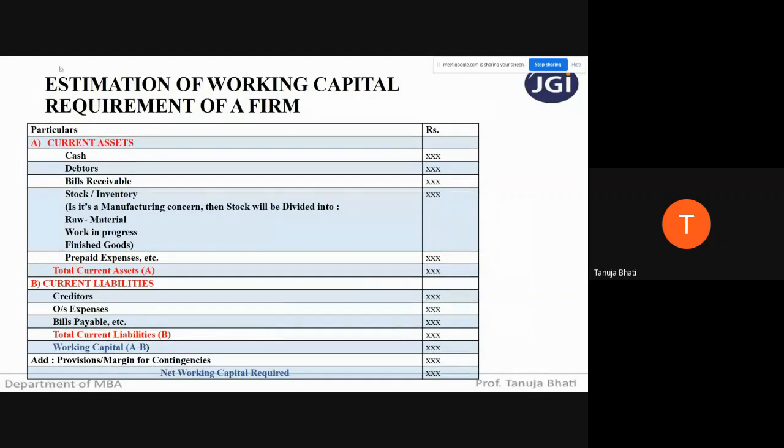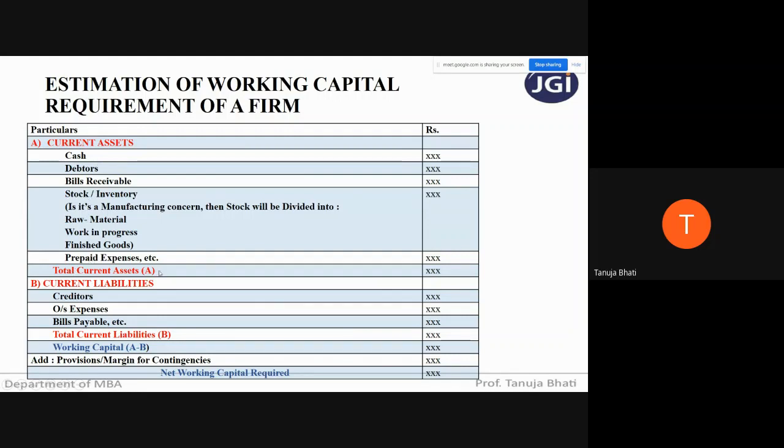Next, estimation of working capital requirement of a firm. With the intention of solving the problems, this is how the format is supposed to be. First, you have to take the current assets. You write particulars and rupees, two columns. First, you write the current assets. Below current assets, you need to write all the assets like cash, debtors, bills receivable, stock, prepaid expenses.